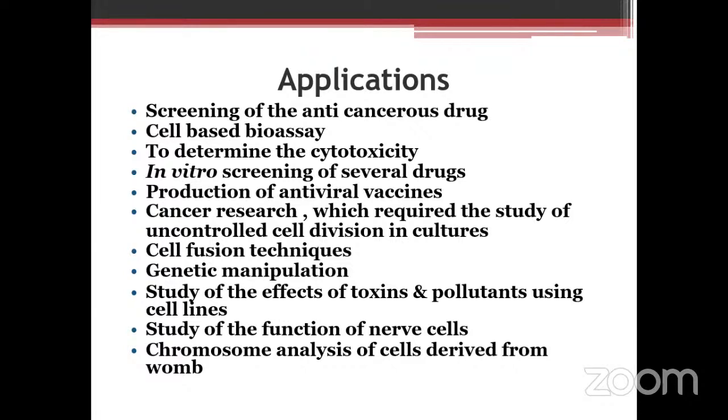Then genetic manipulations, to study the effect of toxins and pollutants, and to study the function of nerve cells. Then chromosomal analysis from the cells, this is amniocentesis. That means from amniotic fluid, if we remove the cells and check them for chromosome analysis, we will know if there is any abnormality before birth itself. So these are the different applications of cell lines.